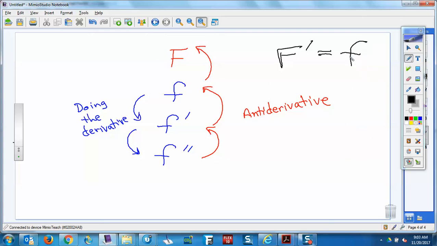Big F prime is the same as little f, because remember we said going this way, going down, is doing the derivative. So if big F is up here, the antiderivative of little f, when you do the derivative of big F, you get little f. And then little f prime and so forth.